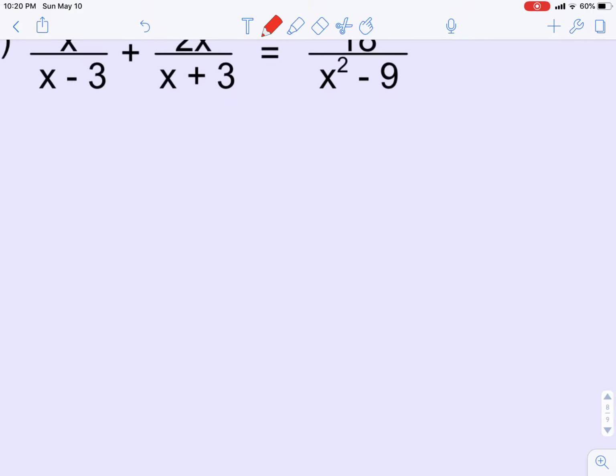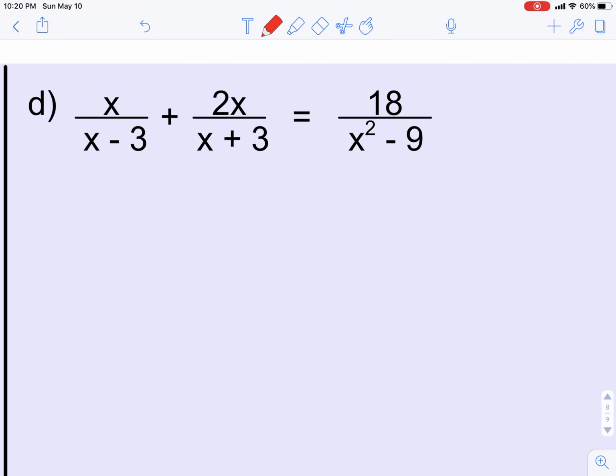All right. Now I'll go to this one. Again, multiple fractions. If these were the same denominator, I would combine the tops together, so then you have a fraction equal to a fraction. You can cross multiply. Okay.